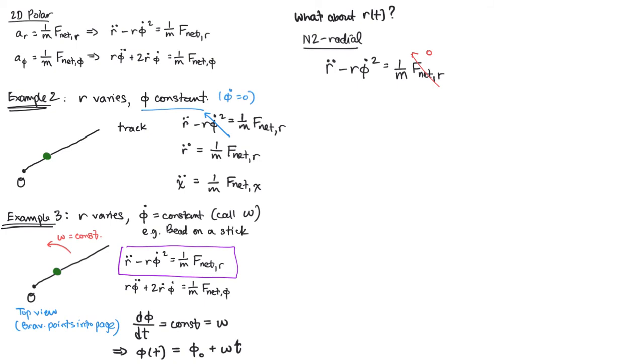So what does that tell us? r double dot is equal to r omega squared. Right, so we're taking this term, setting it equal to 0. We get r double dot is equal to r phi dot squared, but phi dot is omega. Okay. So once again, we have a differential equation in which the second derivative gives you back the original equation.